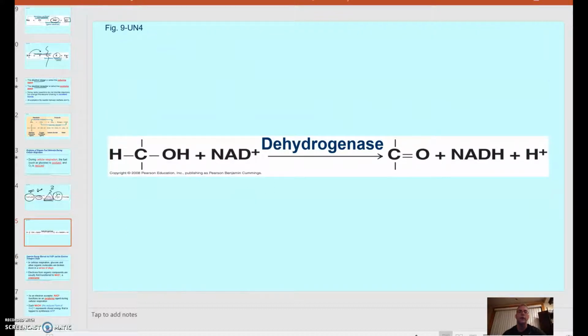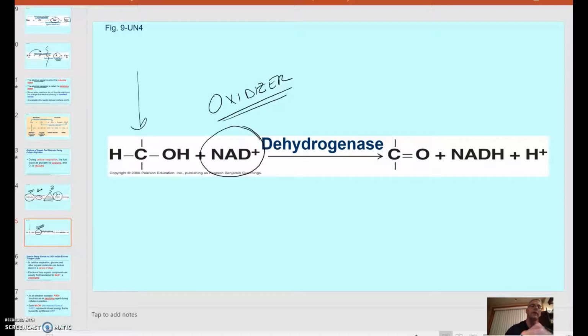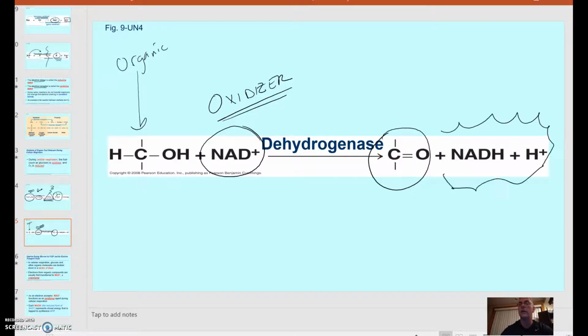And if we look at this scenario right here, this molecule is very important in our respiration process. That is NAD, and NAD is an oxidizer. It's a strong oxidizer. And what it's going to do is, here's the component of an organic molecule. The oxidizer is going to take electrons from that molecule, and that's going to leave us with a substance that has been oxidized, and it's going to give us a molecule that is reduced.